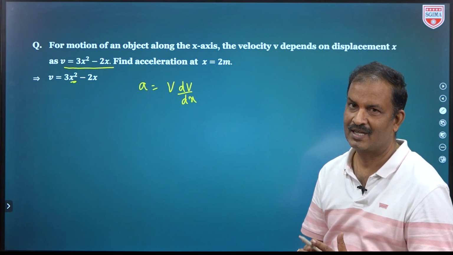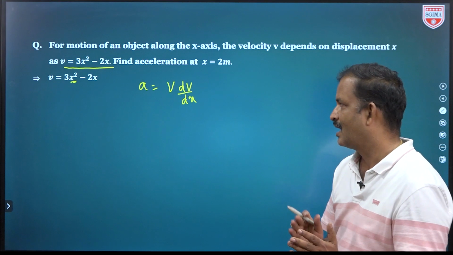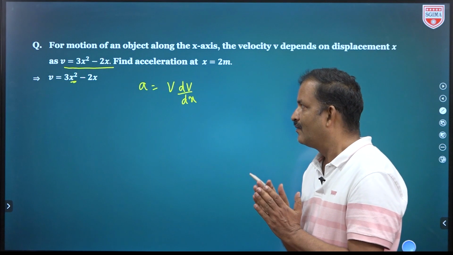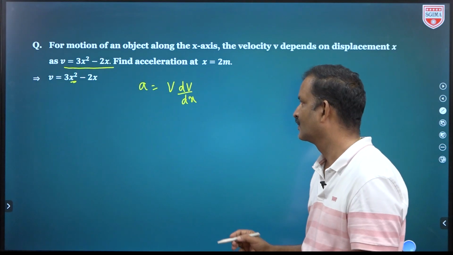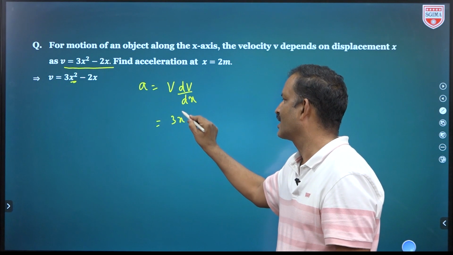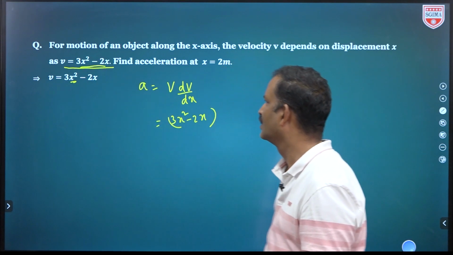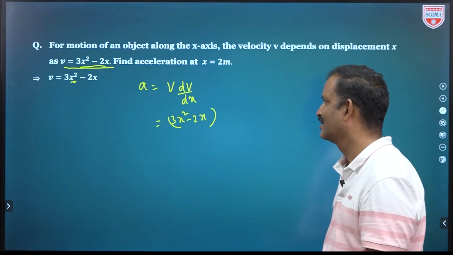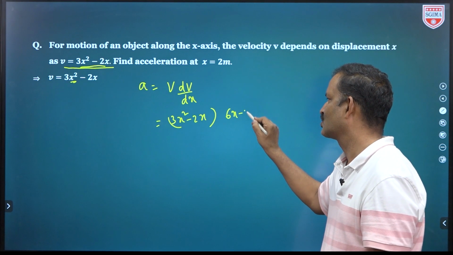Acceleration has two formulae. dv by dt, if v is a function of time, you have to use that. And if v is a function of displacement, you have to use this formula. So, v value is 3x square minus 2x. I wrote the v value into dv by dx. dv by dx, its differentiation is 6x minus 2.